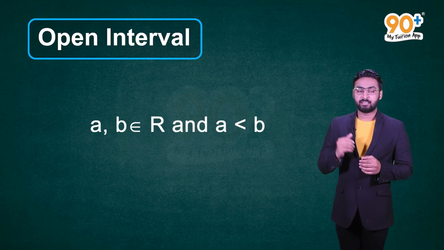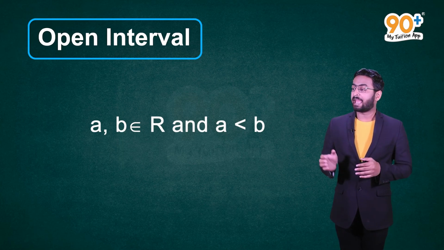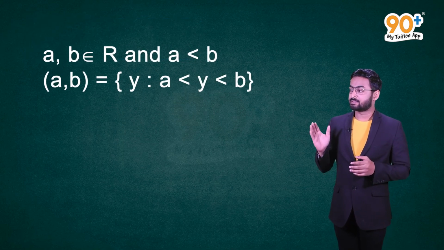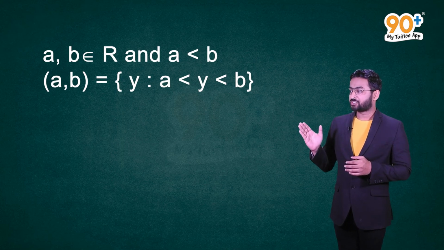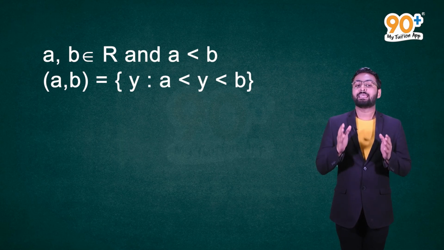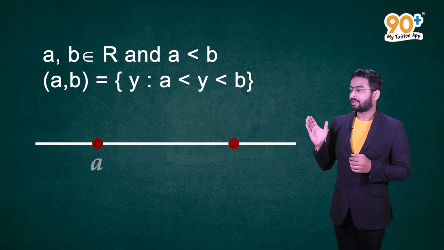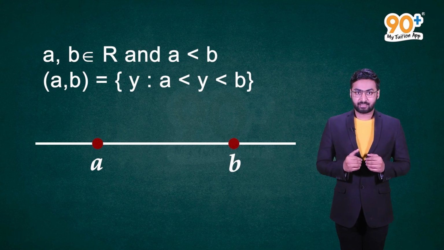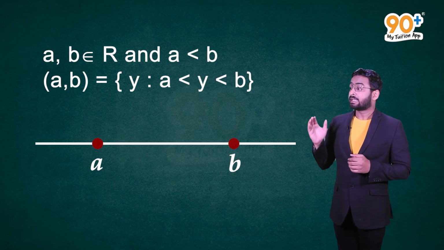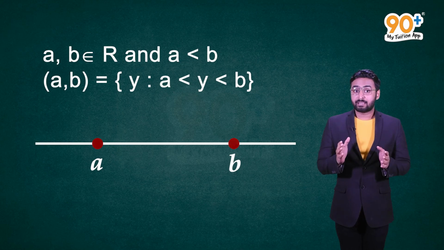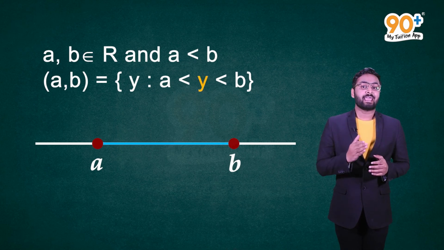Let a and b belong to the set of all real numbers and a less than b. Then the open interval (a, b) is equal to the set of all y such that a is less than y is less than b. Let me explain this to you in detail. Here, a and b belong to the set of all real numbers and a is less than b. And the condition given here is a is less than y and y is less than b, where a and b are the endpoints and y represents all the elements that lie between a and b.